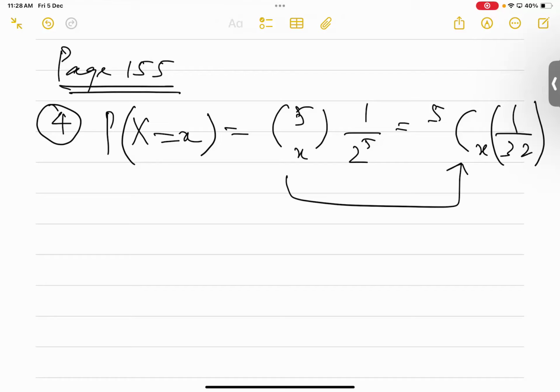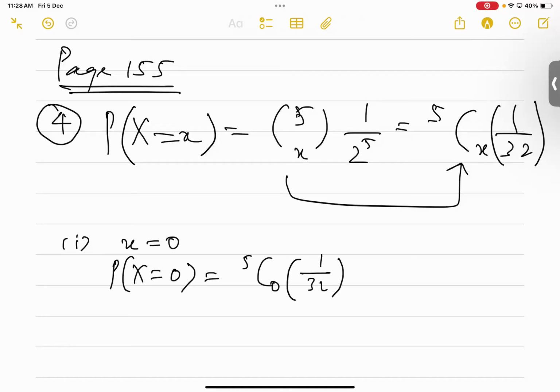If you refer the question, it is only true when x is equal to 0, 1, 2, 3, 4, 5. And the probability will be 0 otherwise. Okay. So we'll first find out the probability distribution. When x is equal to 0, so P of x equal to 0. Put 0 in this. 5c0, 1 upon 32. 5 factorial, 5 minus 0 factorial upon 0 factorial, 1 upon 32.